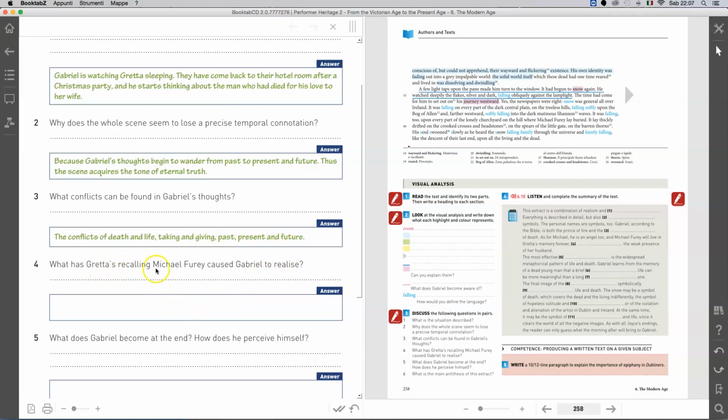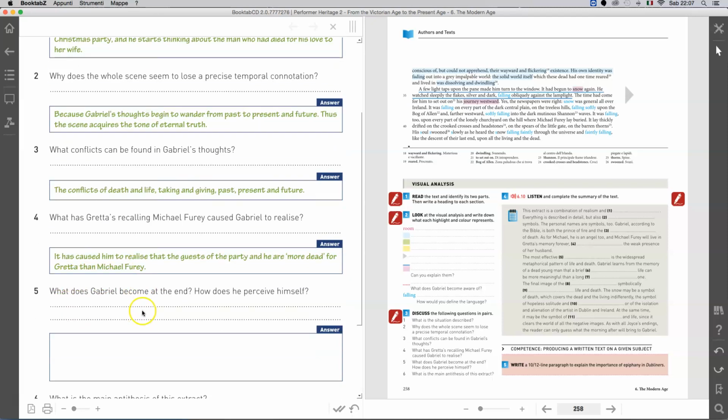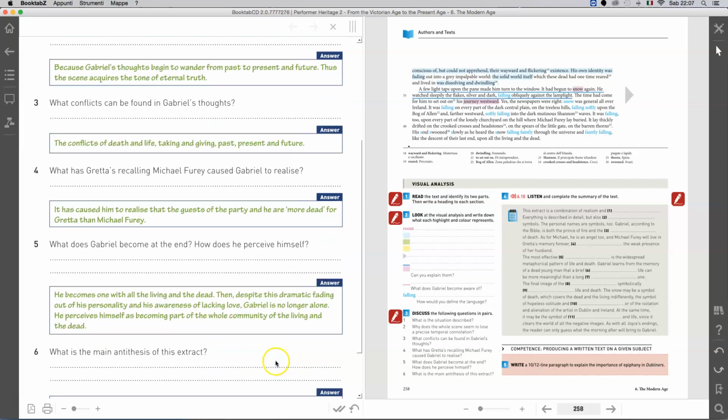What has Greta's recalling Michael Furey caused Gabriel to realize? It has caused him to realize that the guests of the party and he are more dead for Greta than Michael Furey. What does Gabriel become at the end? How does he perceive himself? He becomes one with all the living and the dead. Then, despite this dramatic fading out of his personality and his awareness of lacking love, Gabriel is no longer alone. He perceives himself as becoming part of the whole community of the living and the dead people.